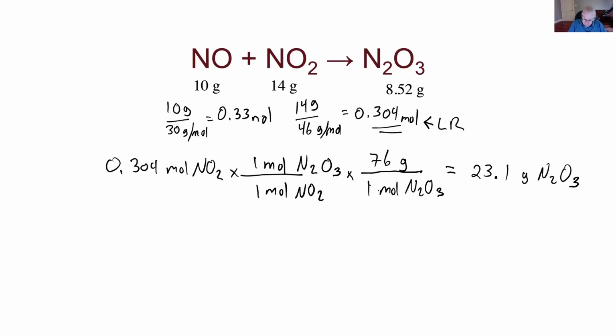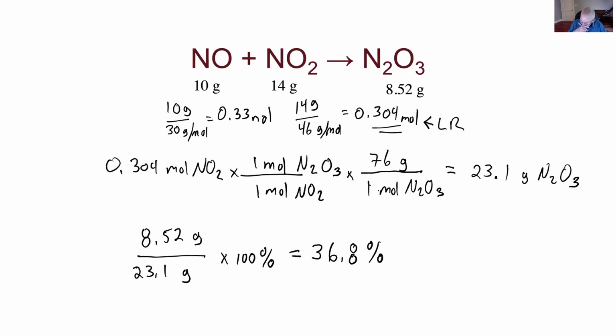And so then I want to just find my percent yield, because that was my question. I actually made 8.52 grams, so that's my actual yield. I divide that by my theoretical yield, which is that 23.1 grams we just found. I multiply by 100%, so I get a percentage rather than a fraction. And my notes tell me I get 36.8% for my yield, okay?